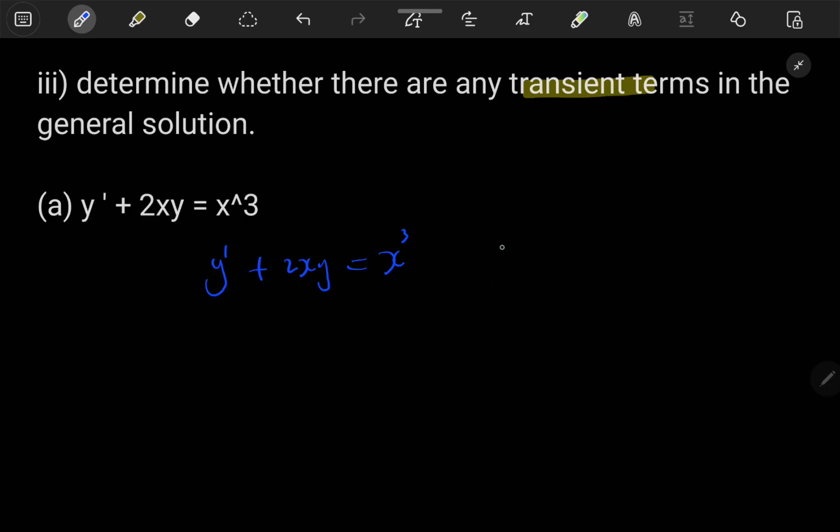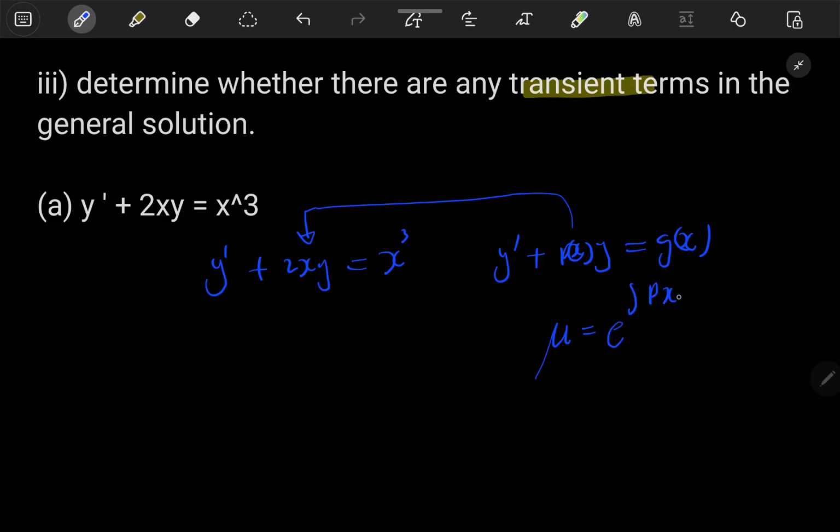The standard form is y prime plus p(x)y equals some g(x). So our p(x) here is 2x. To find the integrating factor, mu equals e to the integral of p(x) dx, so you can just substitute 2x here, and given that you can integrate, this will look like e to the x squared. So this is going to be our integrating factor.